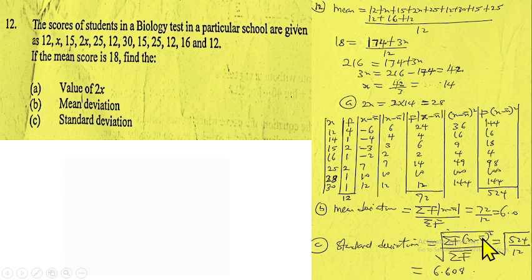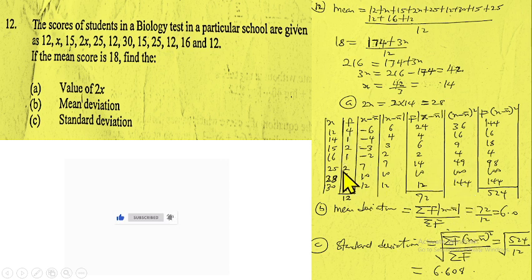So let's square the deviation, x minus x bar squared. So you have minus 6 squared, that gives us 36. Minus 4 squared is 16. Minus 3 squared is 9. Minus 2 squared is 4, 7 squared is 49, 10 squared is 100, 12 squared is 144.